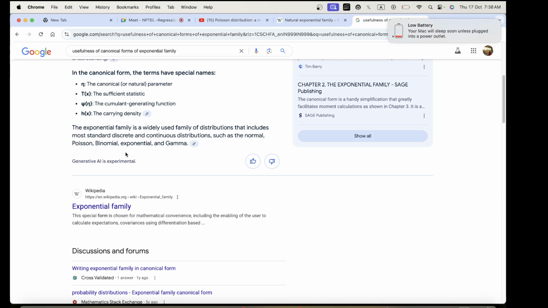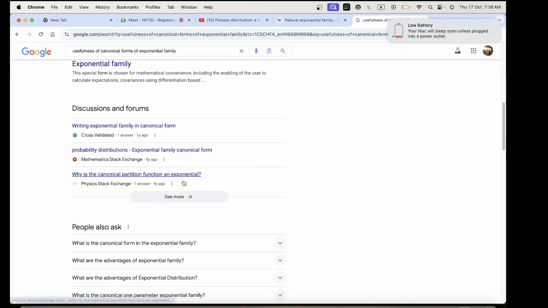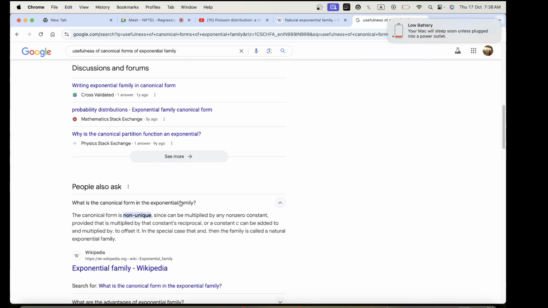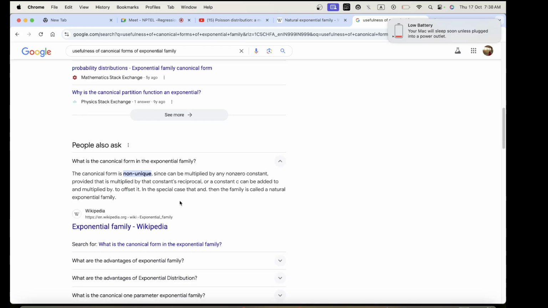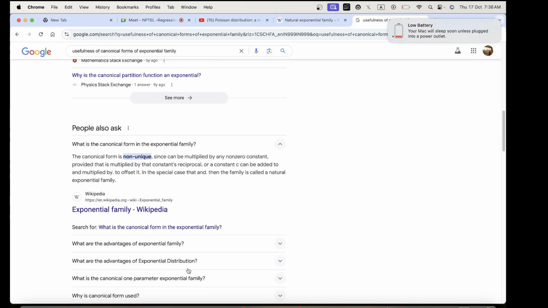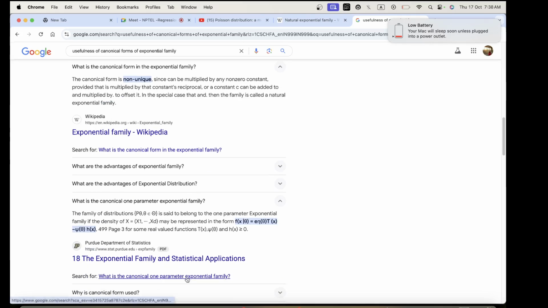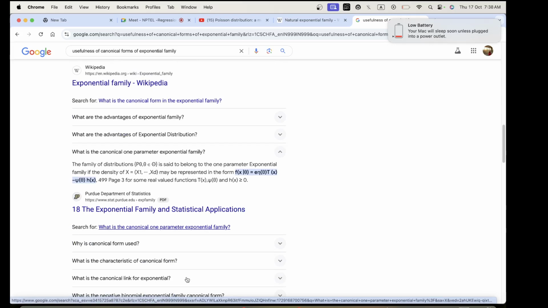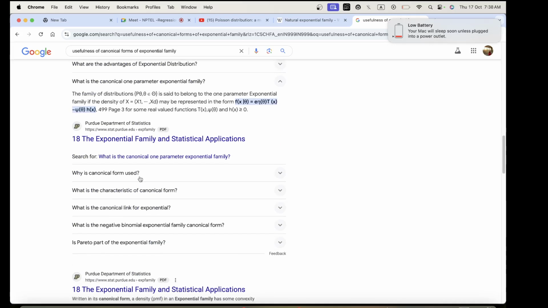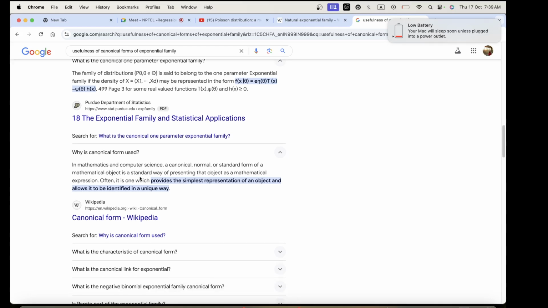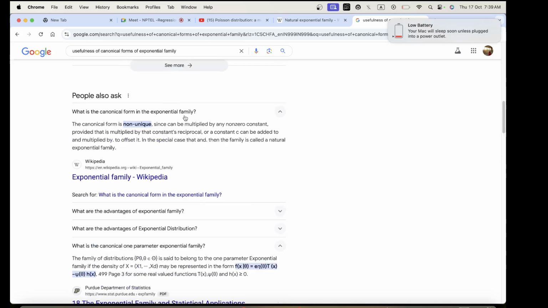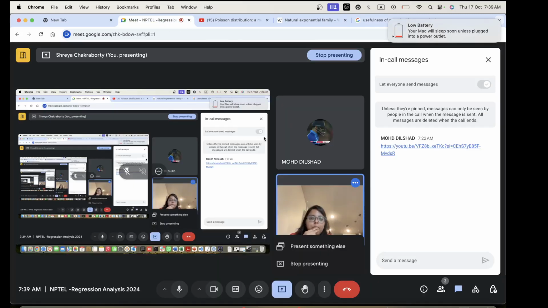Yes, we can use this form if we want the simplest representation of an object, which allows it to be identified in a unique way. But I don't think this is unique. Anyway.